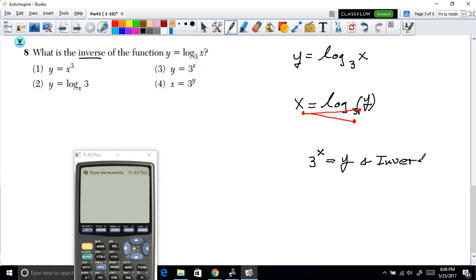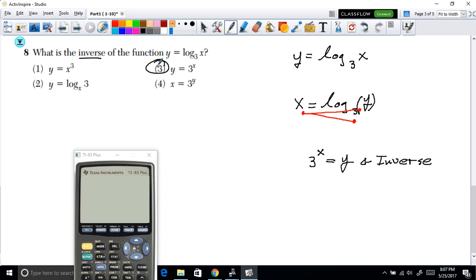And if we look at the options that we've been given here, we can see that this is option 3 right here. Perfect. So now let's look at the following problem, which is example 9.